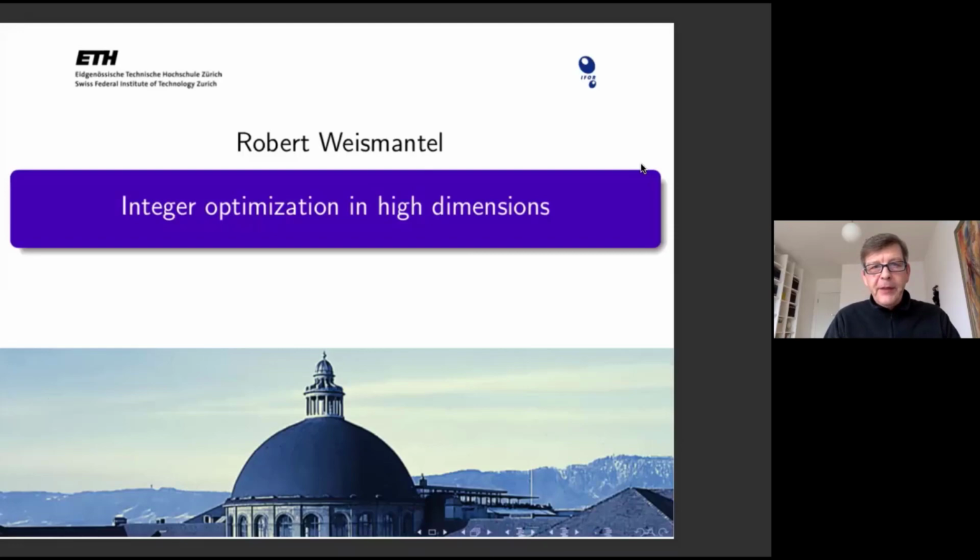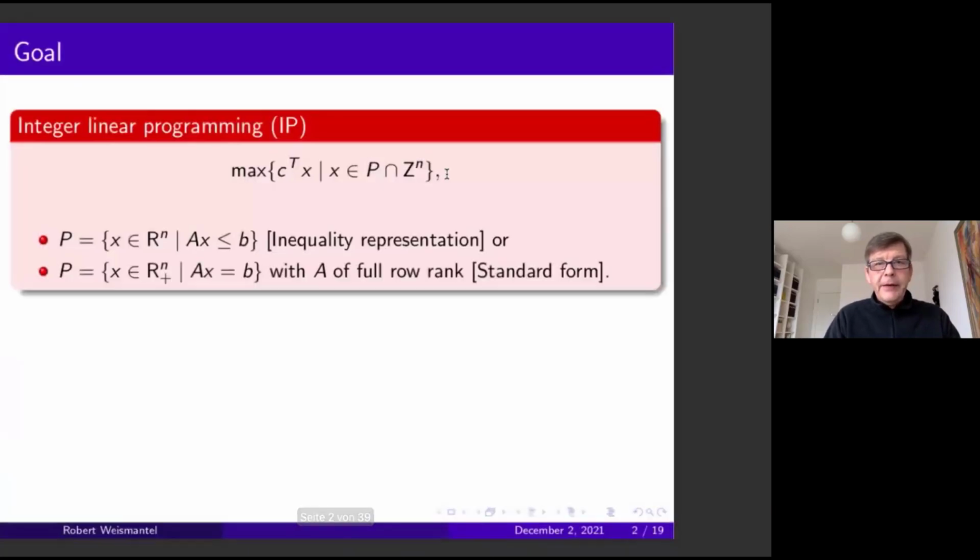The topic that I would like to present to you is integer optimization with a view towards high dimensions. This is very general. In fact, what I would like to look at is the classical integer programming problem. We maximize a linear objective and assume x is in a polyhedron intersected with the integer points.